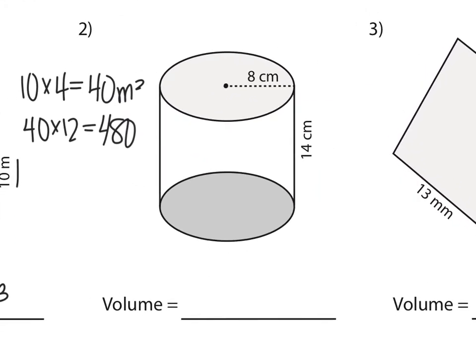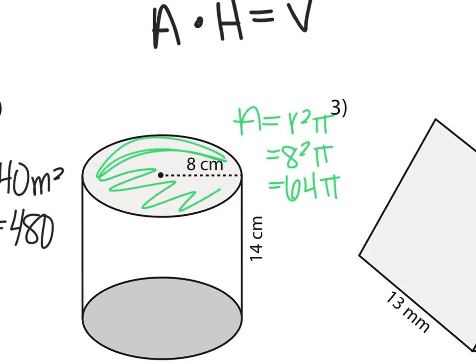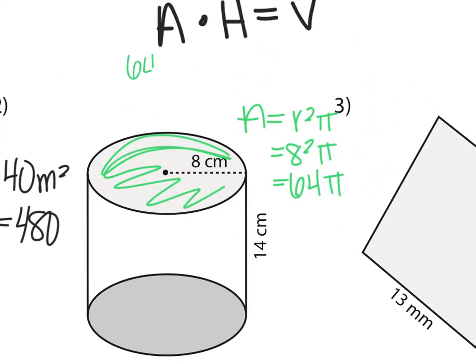The second one is a cylindrical prism. So I want to find the area of my top portion. I know my area for a circle is radius squared times pi. I know that 8 is my radius, so it's going to be 8 squared times pi, which means 8 squared is 64 times pi. Now, some might leave it like this, or you could say pi is approximately 3.14.